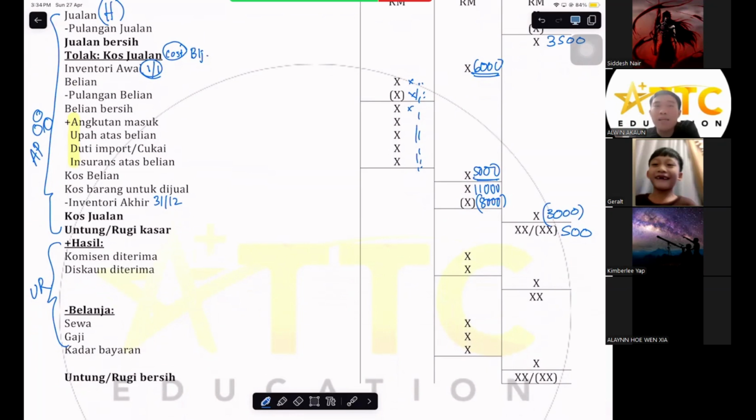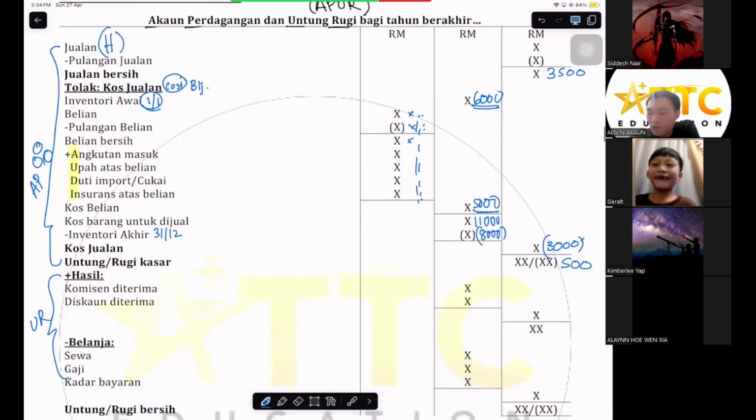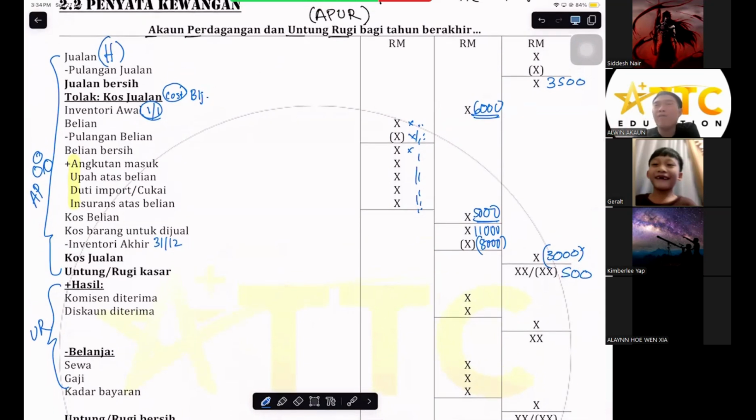Jualan, how many things I sold? 3,000 stuff, each at the cost of 1 ringgit. So cost jualan is 3,000. So meaning I already sold off 3,000 barang. And when I sell off these 3,000 barang, let's say this is the only customer I have. The entire year the only thing I do is sell off this 3,000 to this one particular customer. I sell that fella 3,500. Therefore, I earn 500.